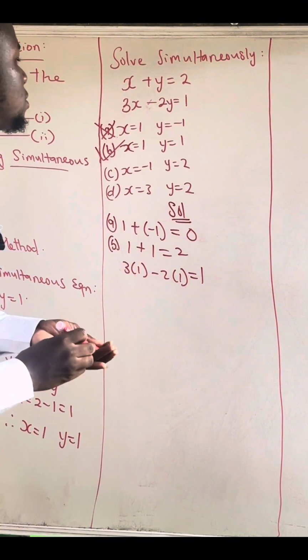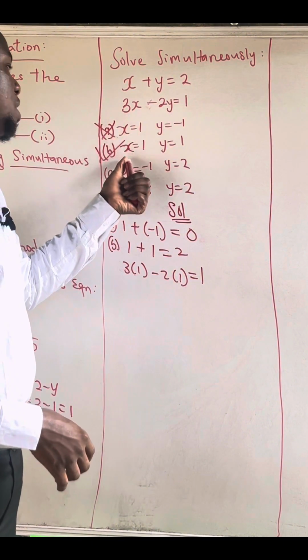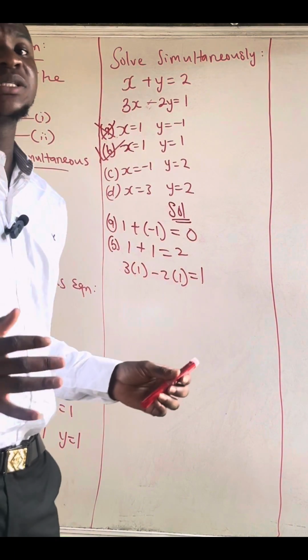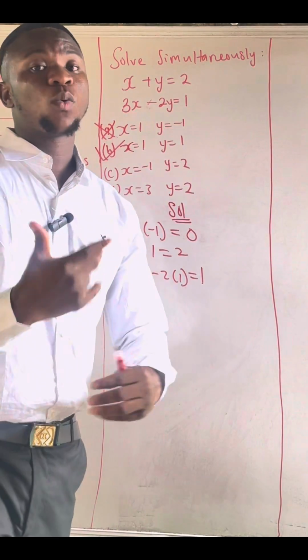So once you have tested options A, B, or C, and you've seen your answer, you don't need to use the substitution method again. So that is the answer. And this trick usually works when you are doing an OBJ or CBT exam.